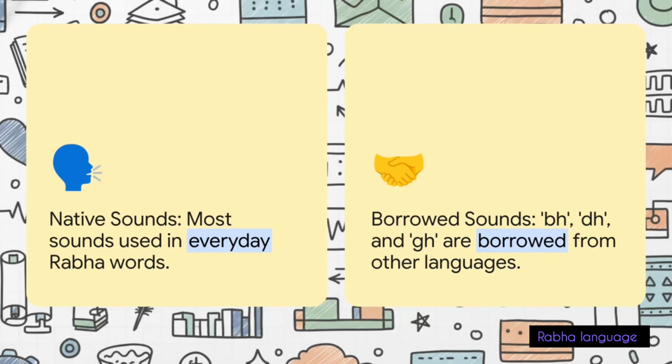And what's really cool is this slide here shows the language in motion, actually evolving. So on the left, you have the native sounds, the original heart and soul of Rabha. But over on the right, you've got sounds like BH and GH. Now, those were actually borrowed from nearby languages. And this is exactly how languages work, right? They're living things. They breathe. They pick up new sounds from their neighbors.